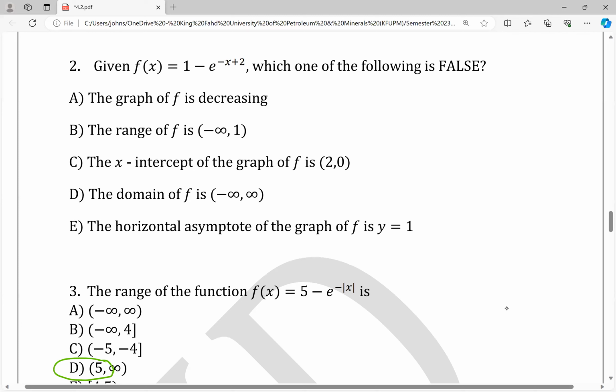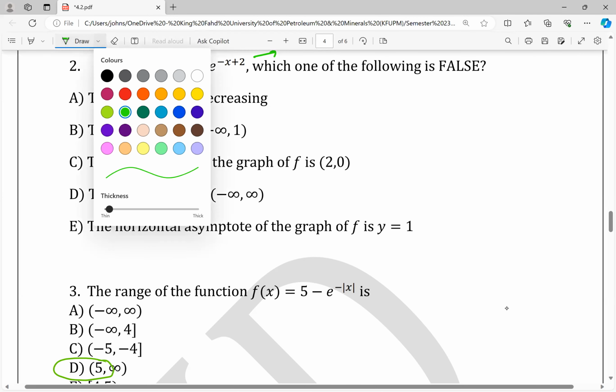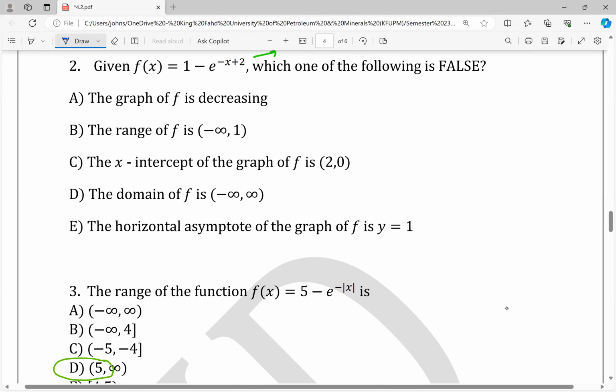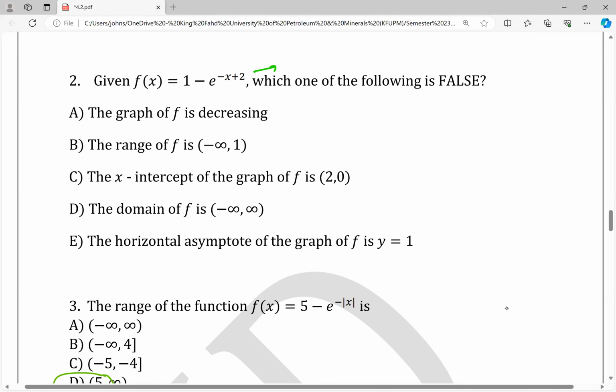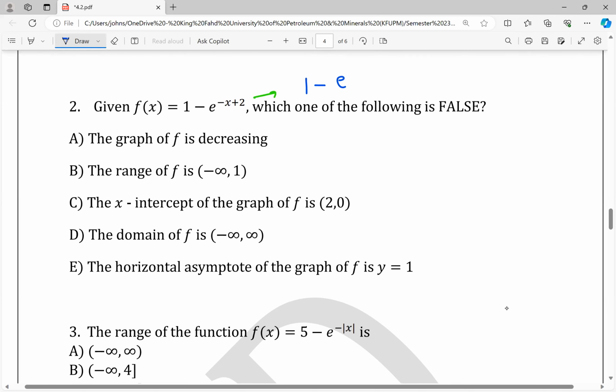So the same type of question here. We want to see what is false, right? So we have to graph. And how do we graph this? We can actually write it as 1 minus this. We can write this similar to what we did earlier. This will be minus x minus 2, right?